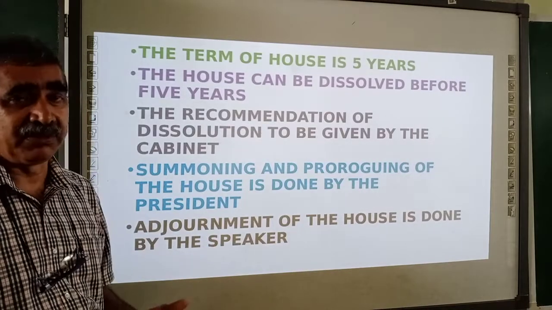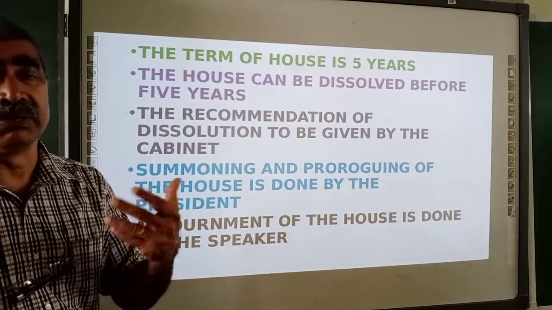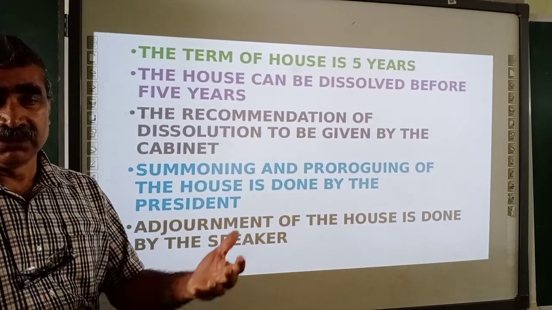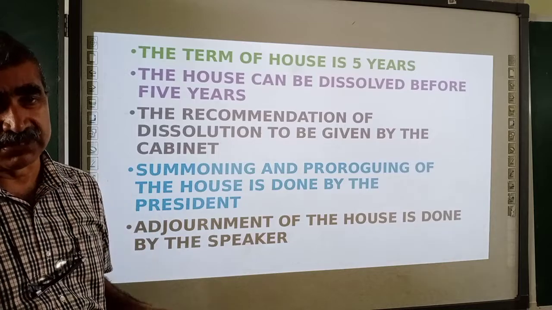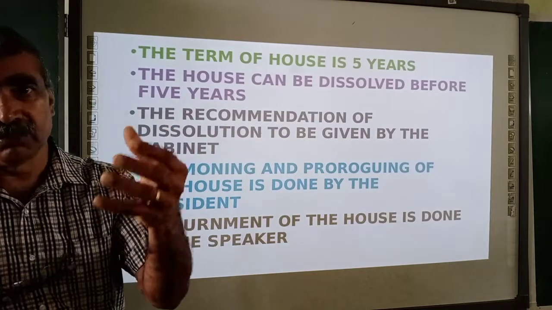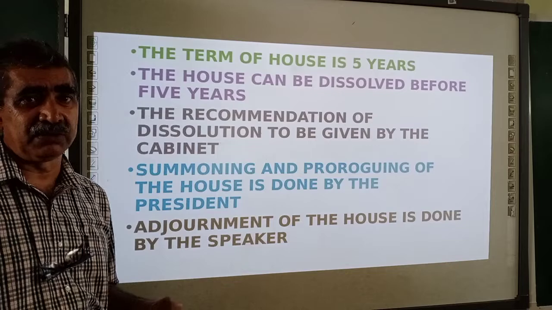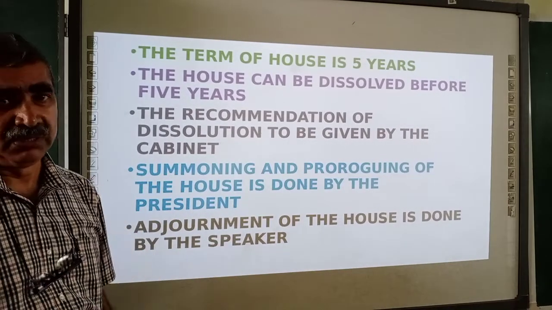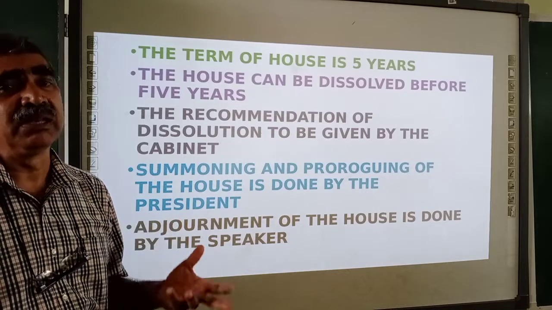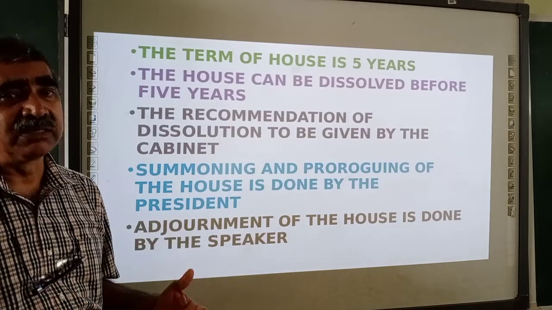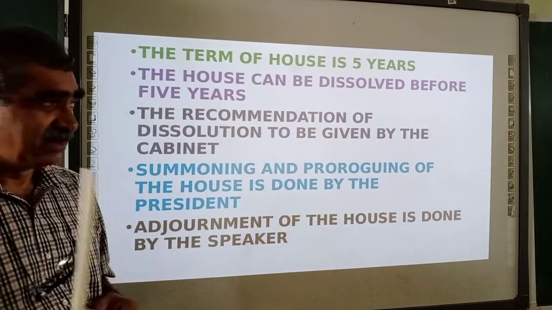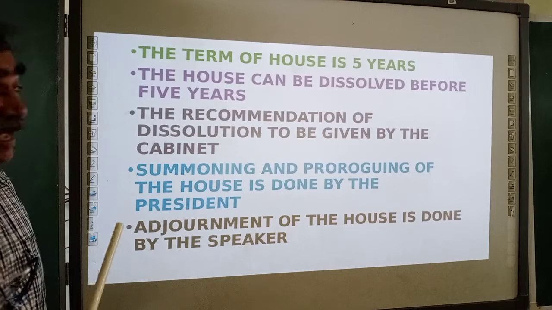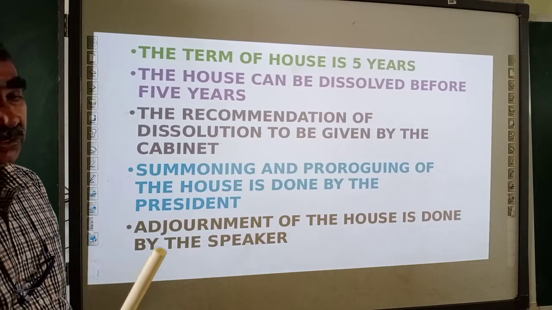Many times it has happened. Nobody can form the government. When Charan Singh was prime minister, after 3 years there were elections. When Vajpayee was the prime minister, after 1.5 years there were elections. VP Singh was the prime minister. Like that, changes have taken place. Many times before the 5-year term ends, elections have taken place. So that is it. The recommendation of the resolution is to be given by the cabinet and the prime minister to the president.